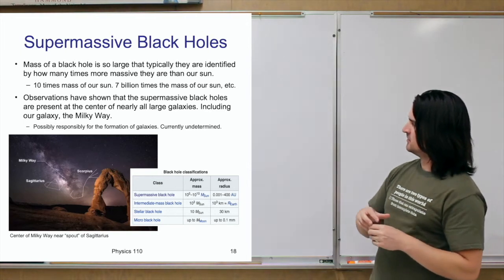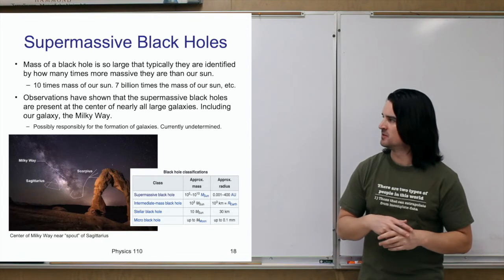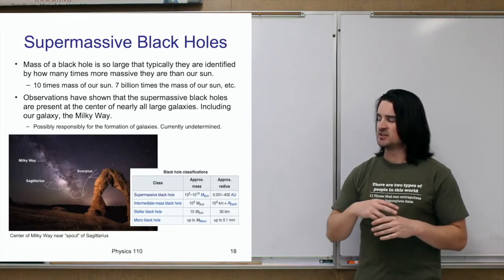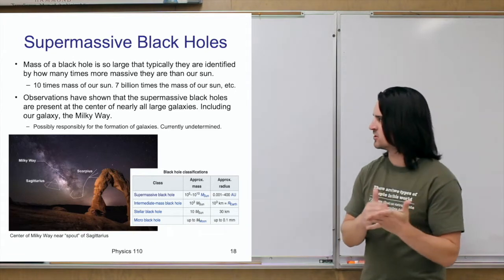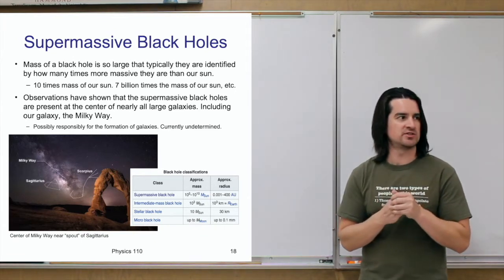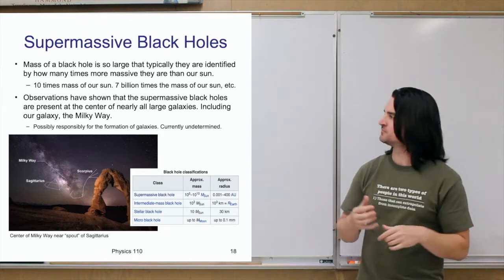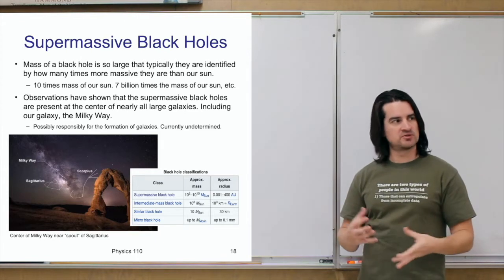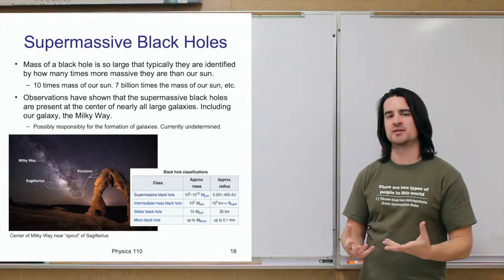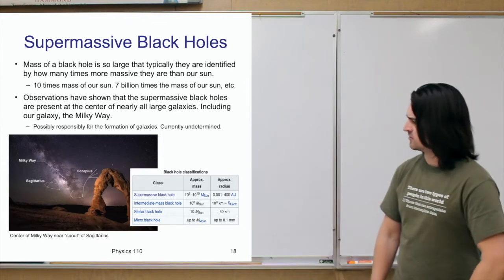And interestingly enough, we have found over time that it seems that there are supermassive black holes at the center of pretty much all large galaxies, including our own galaxy, the Milky Way. So it's possible that these supermassive black holes actually play a part in the evolution of galaxies and galaxies forming, but that's sort of undetermined currently.